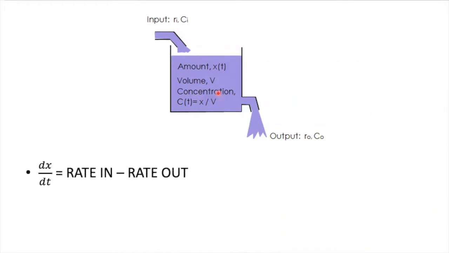So let me just share to you again the equation. So dx over dt is the rate of change of the amount of substance in the container at any time t, equal to the rate of inflow or rate in minus rate of outflow or rate out. So, paano natin kinocompute yung rate in? Rate in is actually the product of the concentration and the flow rate. So, C sub I times R sub I for the input, minus the rate of outflow. So, this is the concentration out times the flow rate out.